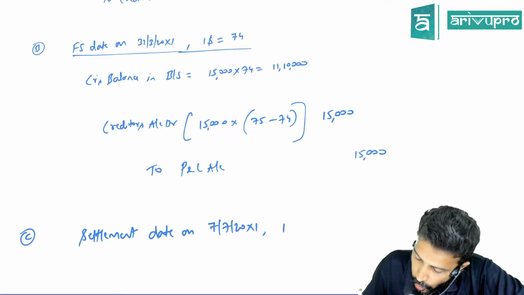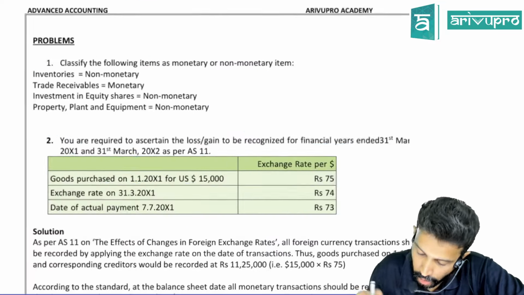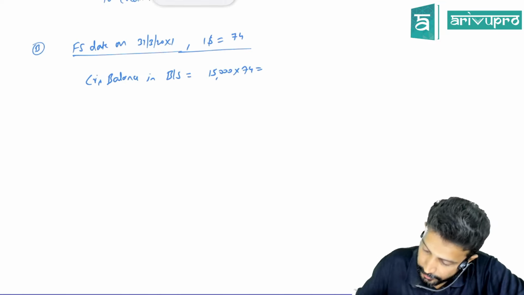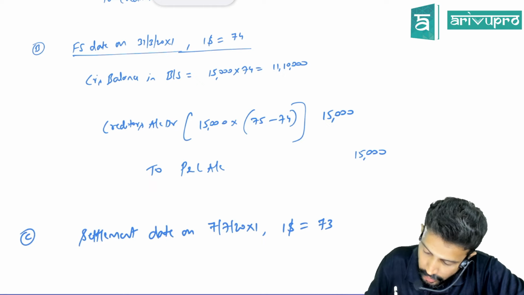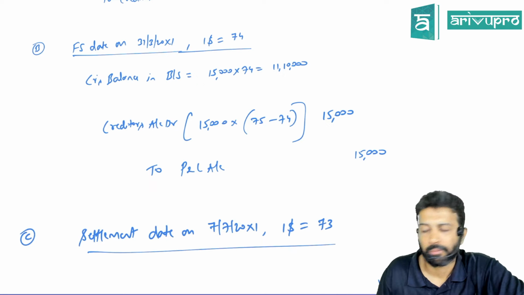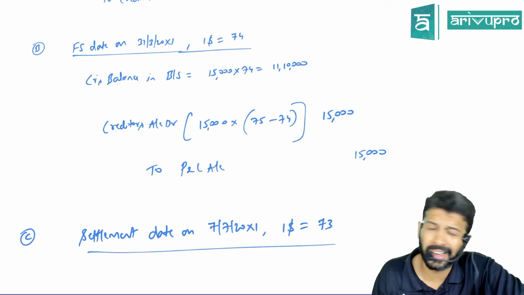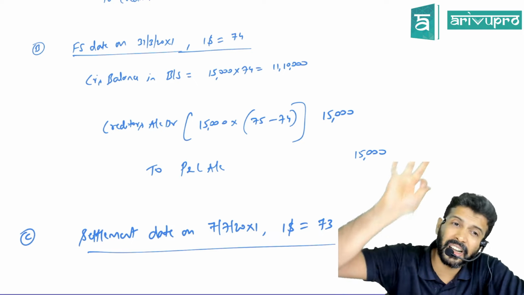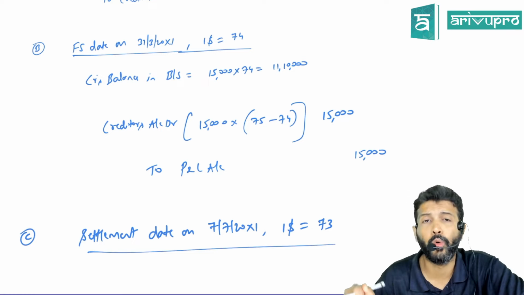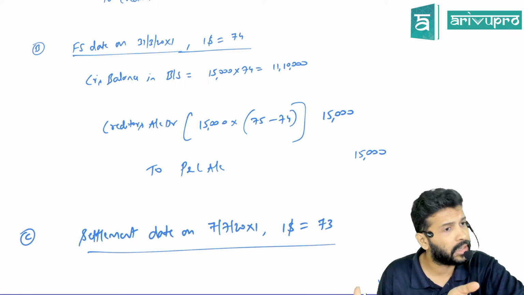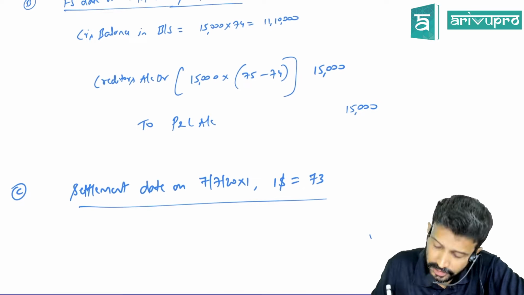Okay, on 7th July, what was the exchange rate, sir? $1 is equal to 73. Okay. Sir, this is a settlement, and all foreign currency transactions, be it monetary or non-monetary, all settlement transactions are recorded at the settlement date's spot rate. Whom have you settled here? Creditors. What's the journal entry for creditors settled?